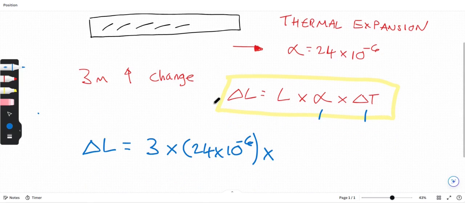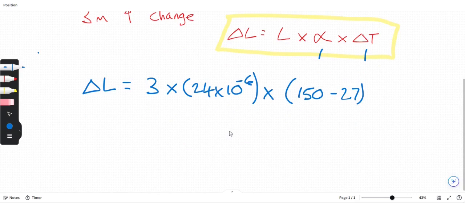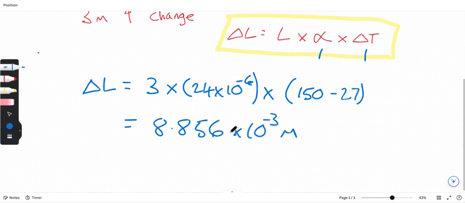So we're getting hotter, so I'm going to go 150, take away 27. This will give us the change in length in meters. So whack that into your calculator, and you might get something like this, 8.856 times 10 to the minus 3 meters. Because that 3 was in meters, this goes out in meters. That is the same as saying 8.856 millimeters, because 10 to the minus 3 is millimeters.